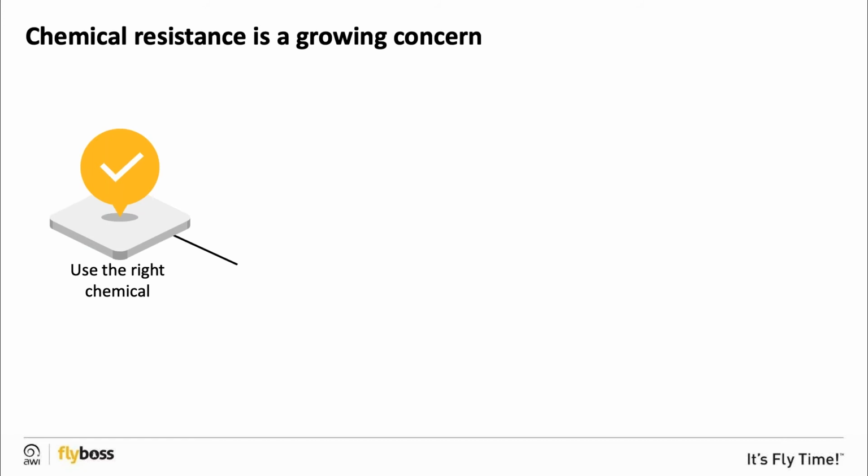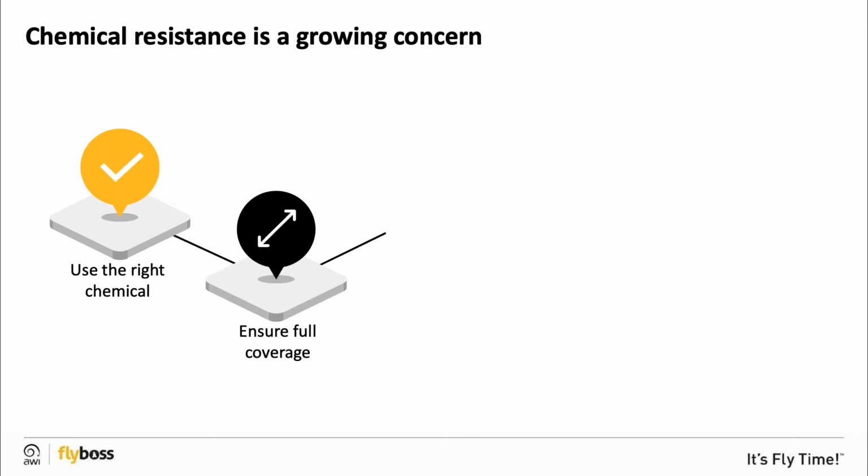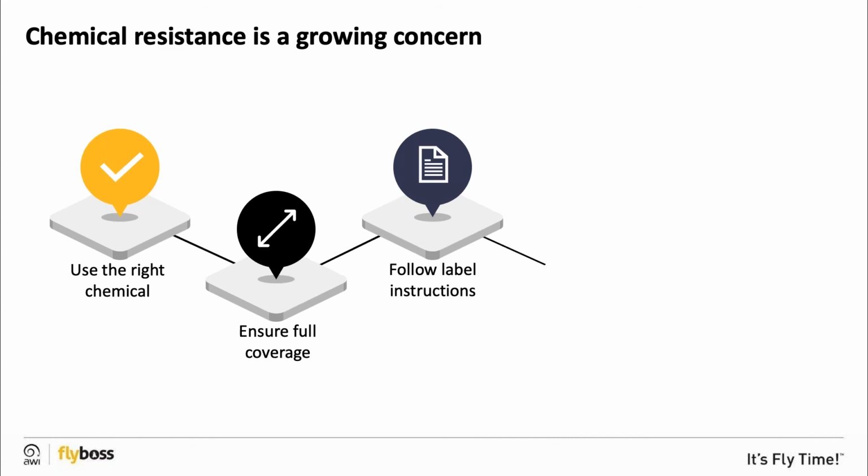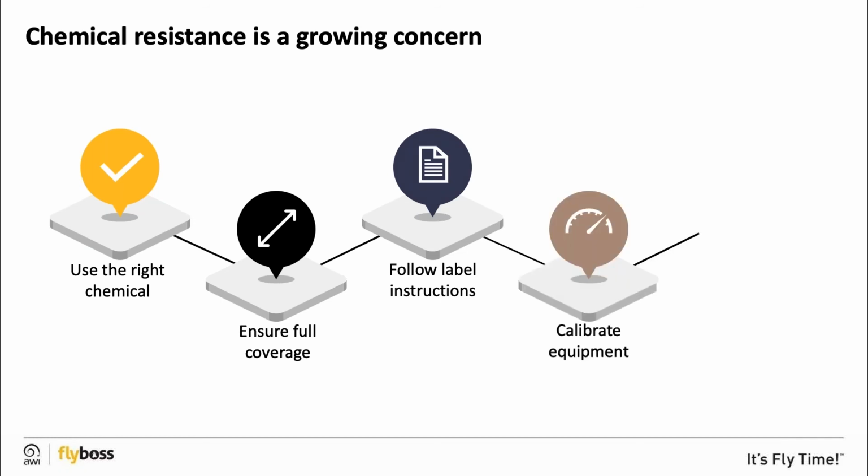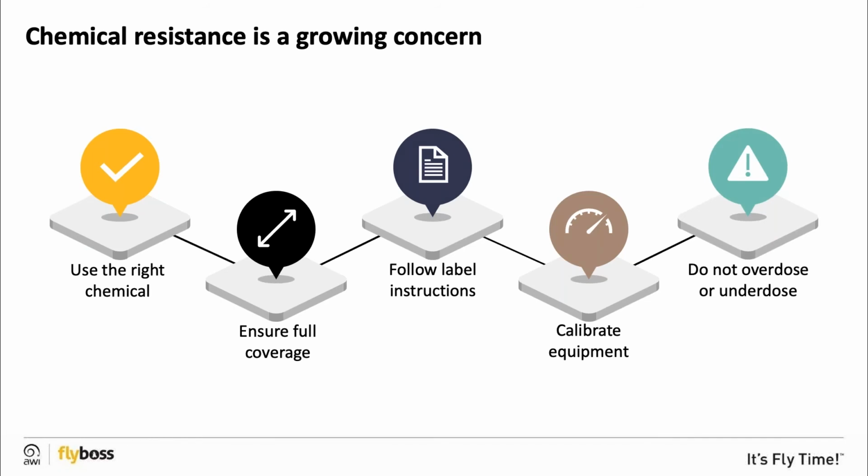So it's so important to ensure you get a full coverage. You've got to follow the label instructions for dosage rates and application methods. Remember, there's different concentrations and brand names for the same chemical, and it's a real trap to fall into, so make sure you're looking at what the active ingredient is. Next, we want to calibrate our application equipment regularly, as this will help ensure the right dose is applied. It's really vital that we don't overdose or underdose.